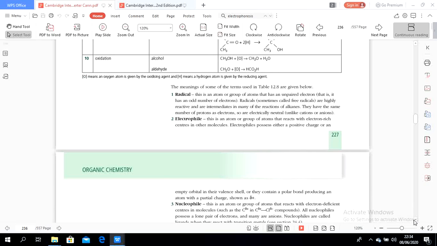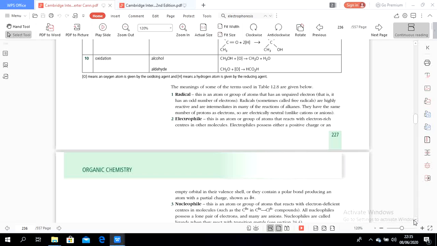Radical. This is an atom or group of atoms that has an unpaired electron. So it has only one single electron in the outermost shell. We know that if there is only one single electron in the outermost shell, the atom is not stable. Therefore, it is called a radical.